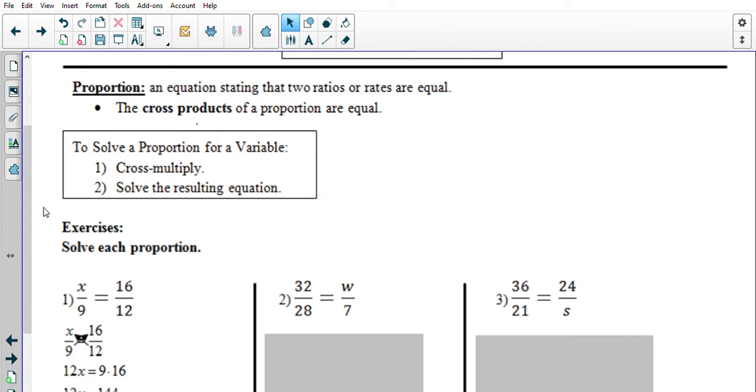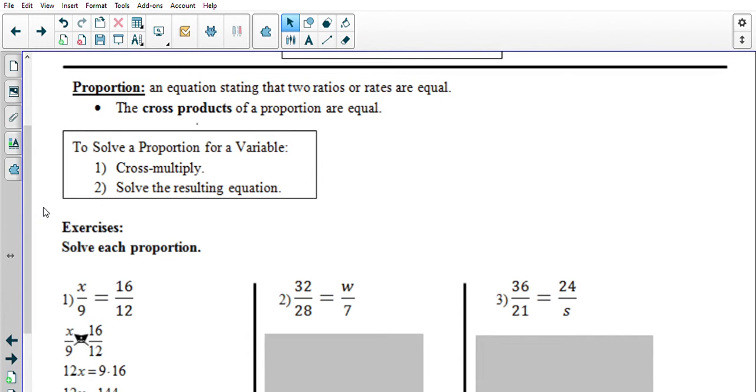And a lot of times we're going to set up proportions to represent real world word problems, and we will solve those proportions by solving for one of the missing values in that proportion. So we're going to start with some pretty straightforward questions where I give you a proportion, one of the elements is missing, and we need to solve for that missing variable or that missing number.